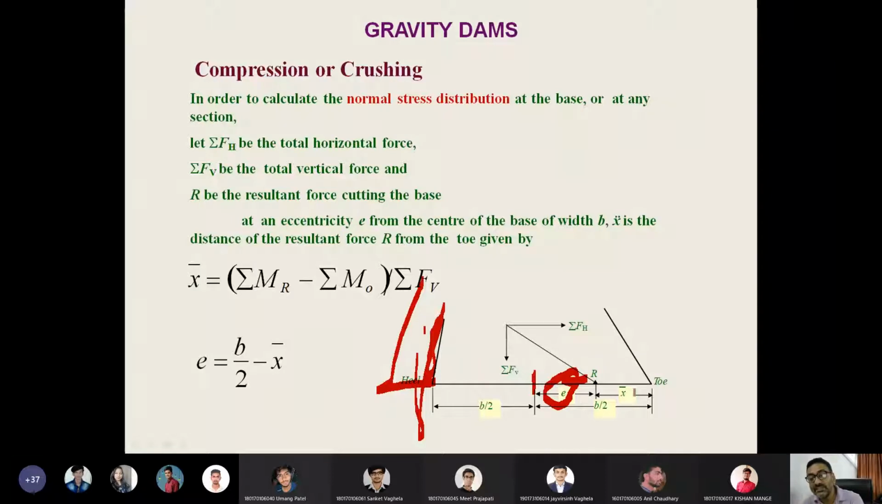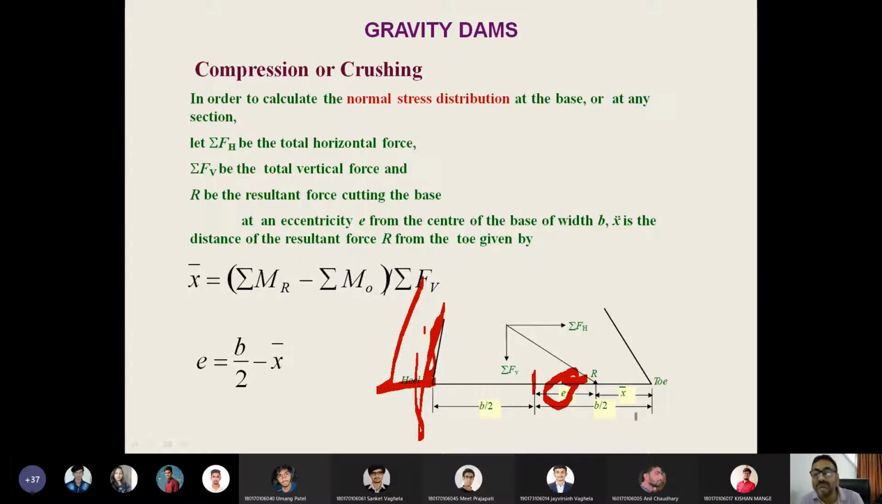Okay, so why eccentricity? Ideally, R should be passing at b by 2. But since it is shifted towards the toe, an eccentricity has been introduced in the calculation, and that eccentricity should be calculated. The value of E is very critical. Mind it, the value of E is very critical. We are fond of calculating the value of E. It should not be more than B by 6 at any level.